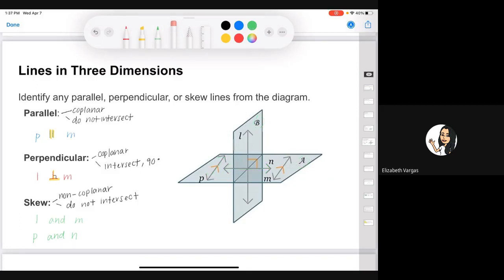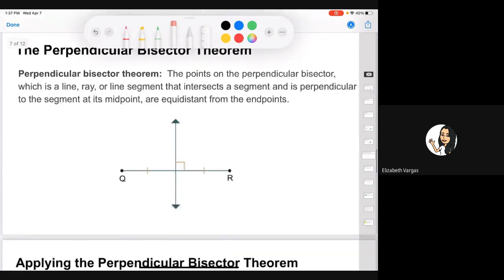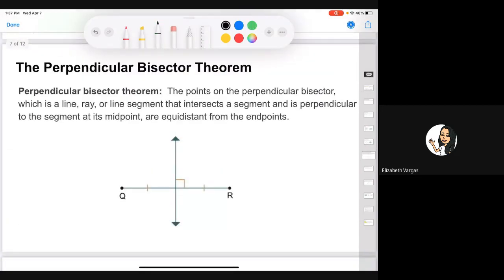So by doing this, identifying the different criteria for parallel, perpendicular, and skew, I'm able to identify these types of lines on this diagram, which is the type of problems you might encounter when it comes to identifying these things. Okay. All right, we're getting close to the end.